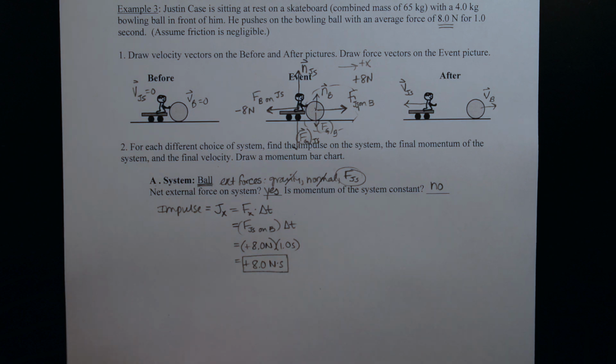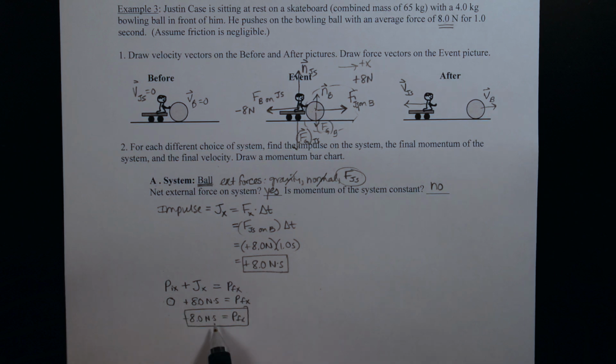So we have an impulse on the ball, so we would expect that its momentum is going to change. It says find the final momentum. So the initial momentum in the x direction plus the impulse in the x direction equals the final momentum in the x direction. The initial momentum was 0 because the ball was at rest. So the mass of the ball times the initial velocity of the ball, which is 0, gives us 0 for that. The impulse is 8 Newton seconds. And then we're looking for the final momentum. So here's our answer. The final momentum is positive 8 Newton seconds.